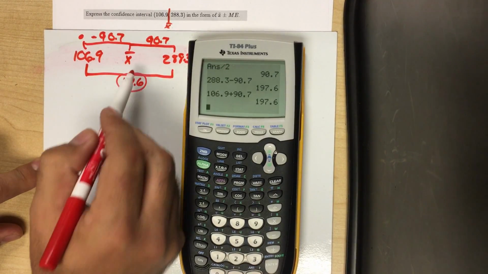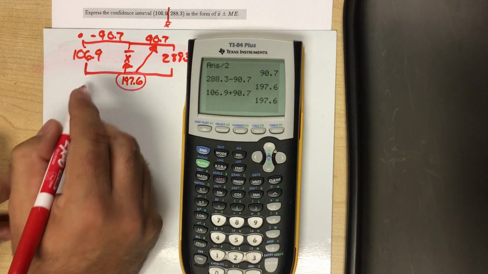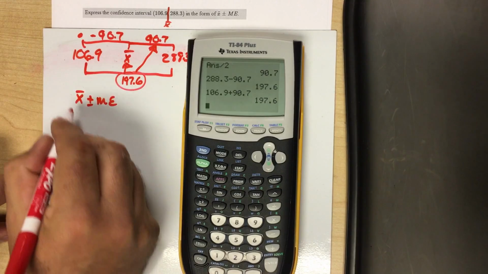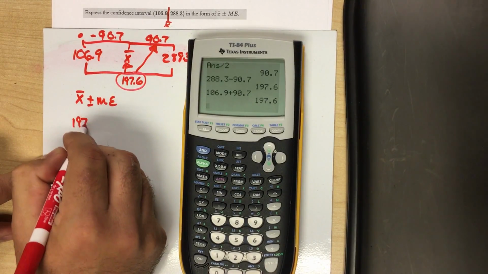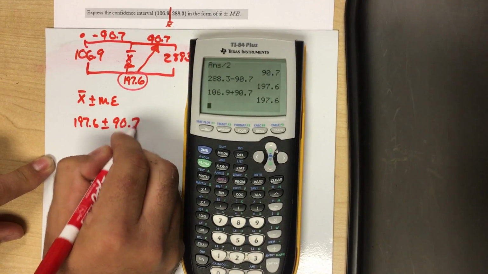So what do I know? That number is the average, and this number is the margin of error. So it says x bar plus or minus the margin of error. So therefore I've got 197.6 plus or minus the 90.7.